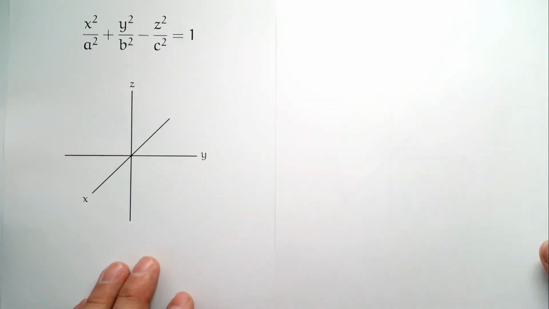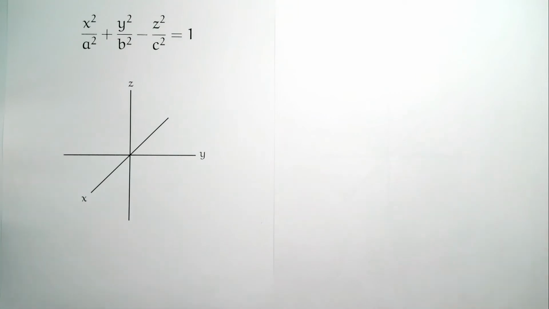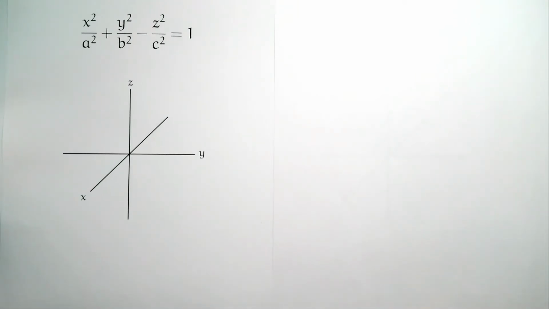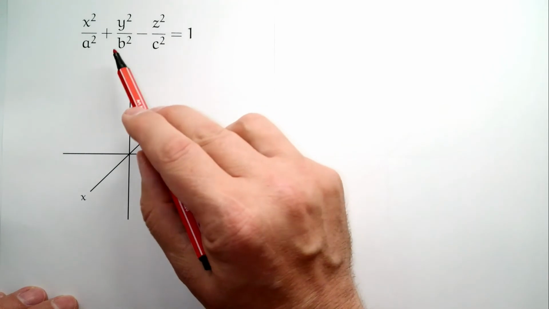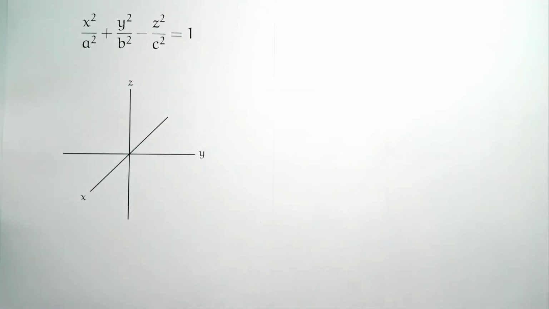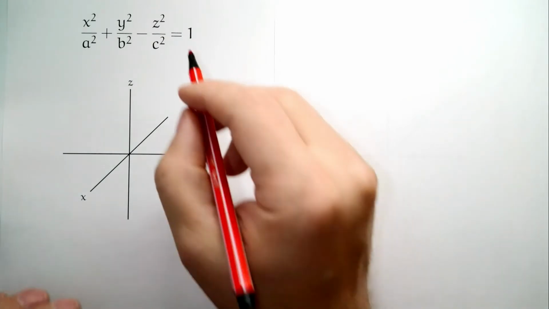Okay, well, let's try another one. x squared over a squared plus y squared over b squared minus z squared over c squared equals 1. So one way to think of this is, again, don't worry so much about the a, b, and c. a, b, and c are more or less just dilation factors in the x, y, and z direction. So if you're just trying to build up your intuition, just suppose they're equal to 1.